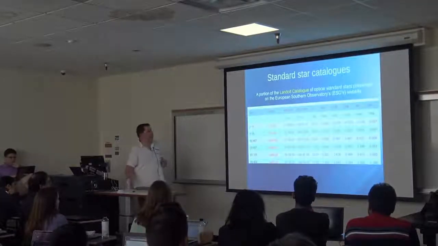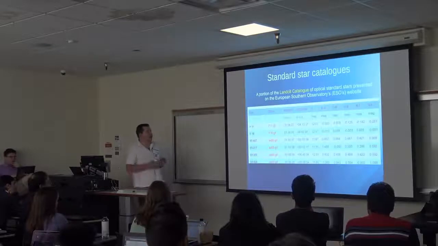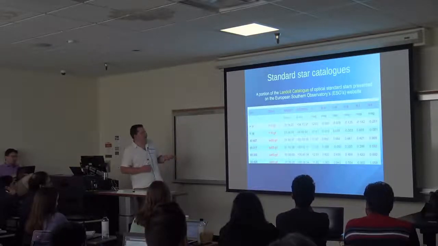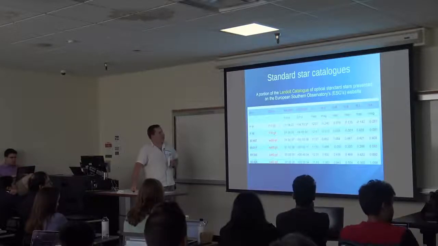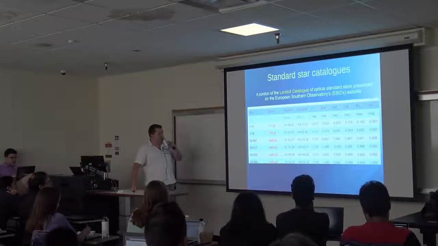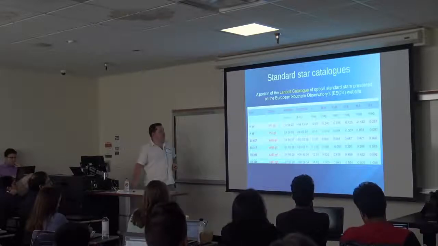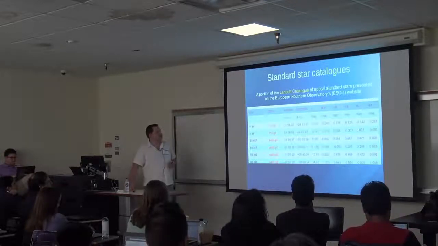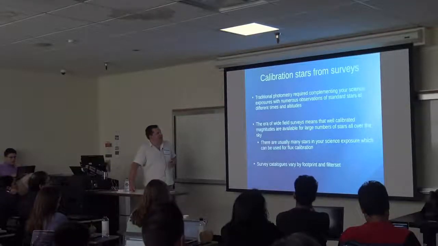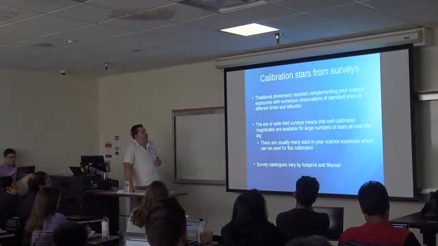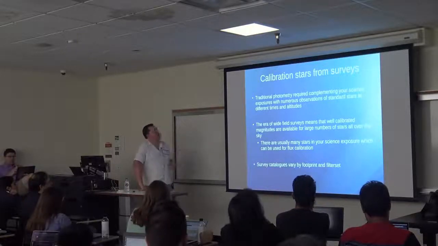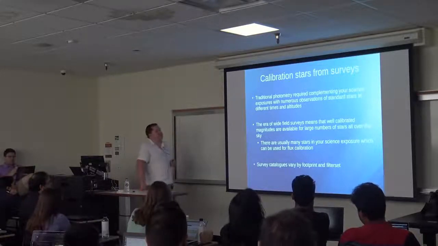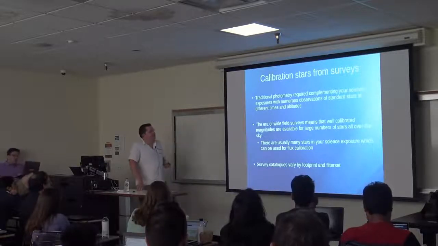Now, historically, the way you do this is you look up a standard in a catalogue like this. This is a catalogue of known standard stars that are known to be photometrically stable and don't change. And you would observe your standard on any particular night with your optical system, and then use that as your calibration. But the era of wide field surveys means this traditional method of photometry, where you're supplementing your science exposures with lots of observations of standard stars, is not strictly necessary.